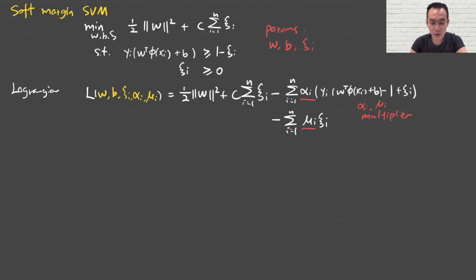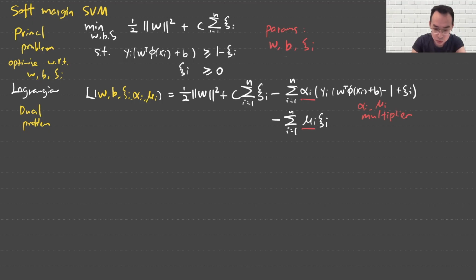One thing I want to emphasize here is that this Lagrangian can give us a dual problem. The problem here is the primal problem. Then after we write out the Lagrangian, we'll also have the dual problem. The difference between the two is that we consider different parameters to be optimized with respect to. For the primal problem, we optimize with respect to W, b, and psi i. So these are the parameters.